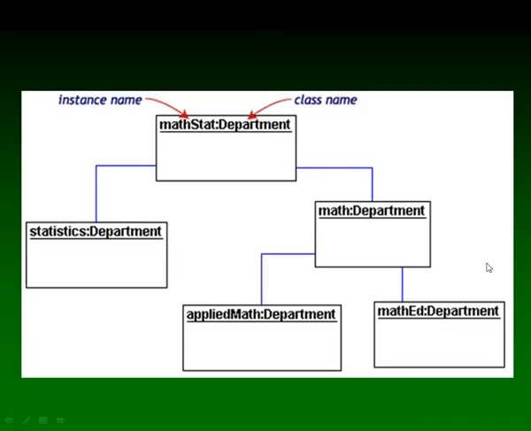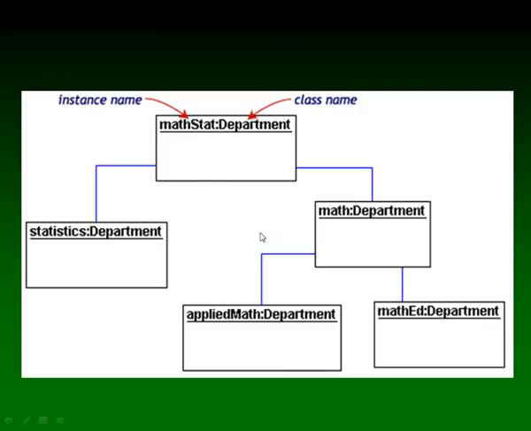Okay, and here's another example, showing clearly that you've got this instance name, which is the variable, and you've got the class name. This is the department class, and this particular one is a department called math stat.